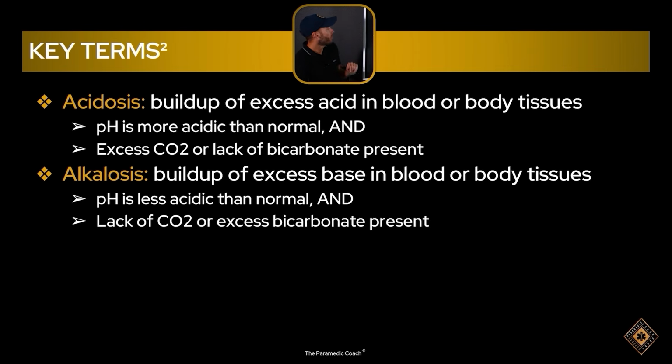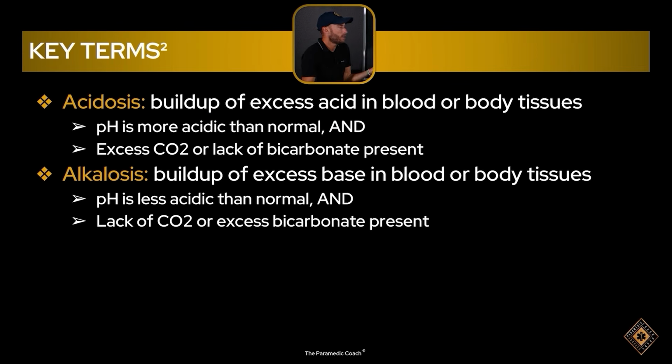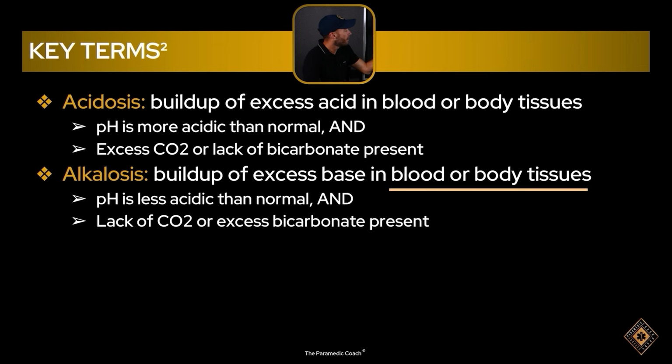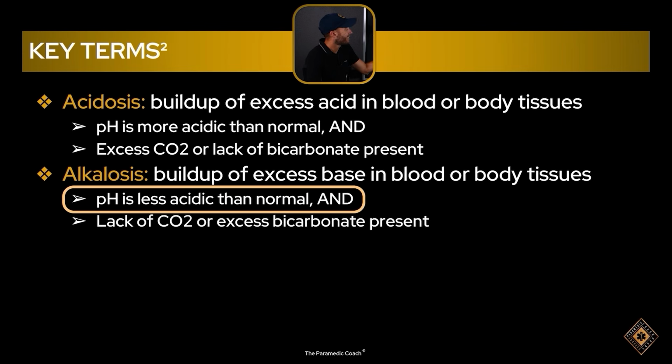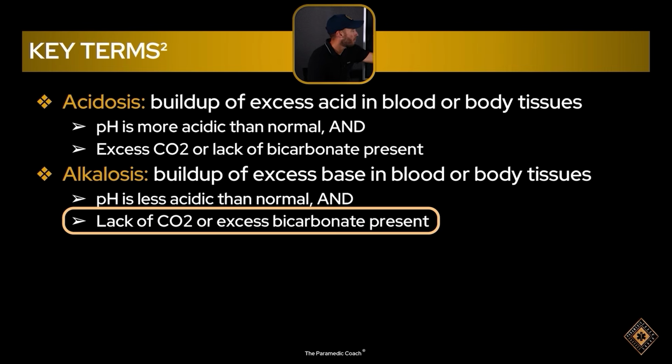Okay, acidosis and alkalosis. Acidosis is the buildup of excess acid in the blood and the body's tissues. The pH is more acidic than normal and excess CO2 or a lack of bicarb is present. Okay, got it. Alkalosis is a buildup of excess base in the blood or body tissues. The pH is less acidic than normal and a lack of CO2 or excess bicarb is present.